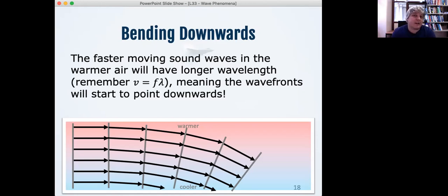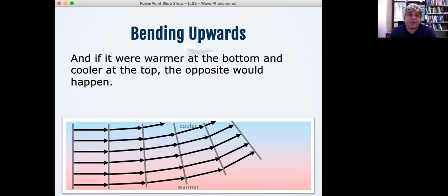So the wavefronts will start to point downwards, the rays will curve downwards, and we get this bending downwards of the sound wave. If the opposite were true and it was cooler at the top and warmer at the bottom, we'd get the exact opposite effect. We'd get a bending upwards of the wave. And that's all refraction is. It's just this bending due to these differences in wave speeds. And it happens in lots of things, not just sound waves. It happens anywhere where you've got a wave traveling and for some reason there's going to be a difference in wave speed.